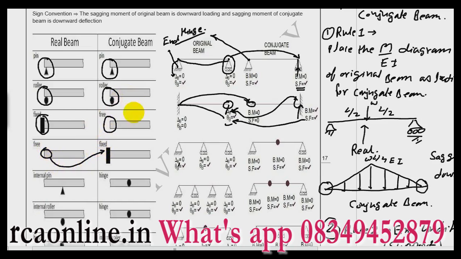So I repeat again what we have done right now. A pin or a hinge will remain a pin or a hinge in the conjugate beam. A roller will be a roller in the conjugate beam, but it should be at the end. At the end they should be placed. The fixed support will become a free support and the free support will become a fixed support.